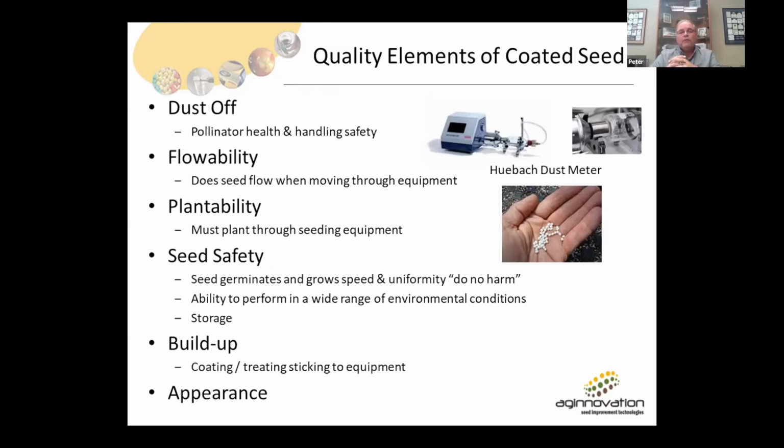Flowability. Flowability is really measuring in two aspects. We can have wet flow and dry flow. Wet flow is coming straight out of the treater, no curing, no drying, nothing, just simply the product leaving the treater, and we measure flowability. That's probably the worst case scenario of how the seed will perform downstream.